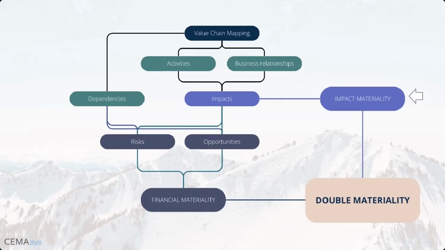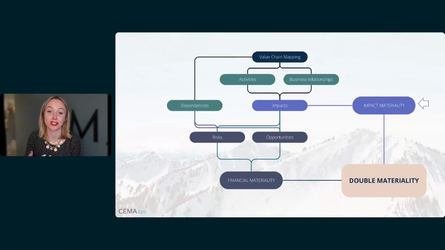Also, if you have worked with GRI, this probably looks very familiar. That's why two birds, one stone. You can very easily also do a GRI process in conjunction with the double materiality process. So just worth noting.